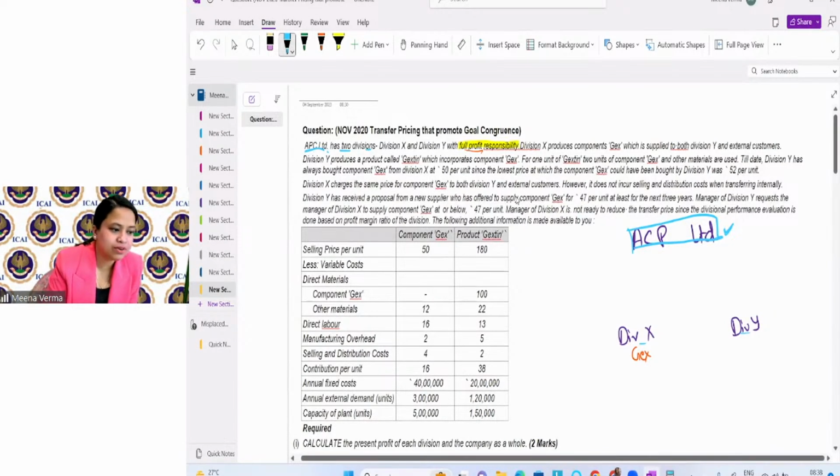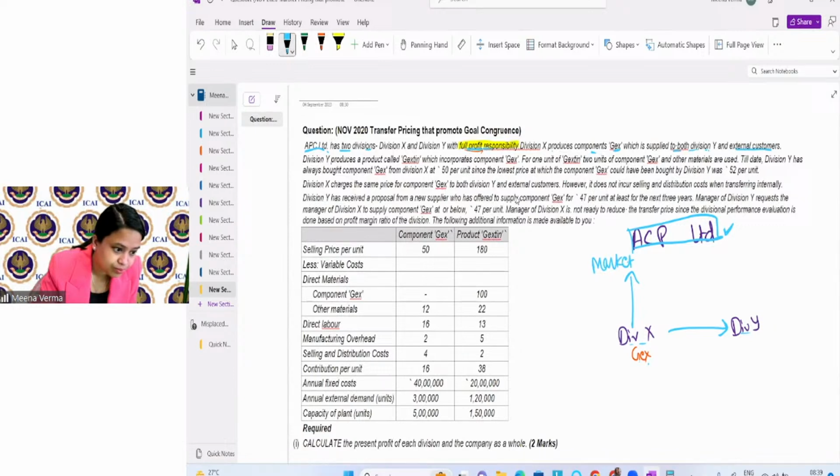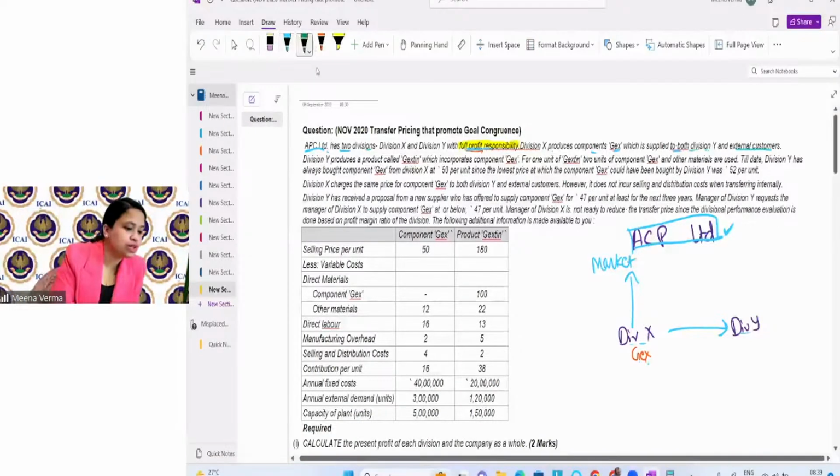Now what is happening? They are working with full profit responsibility. Division X produces component X, which is supplied to both. They are supplying it to division Y and they are selling it in the external market. So they are supplying it within the organization and they are selling it outside market also.